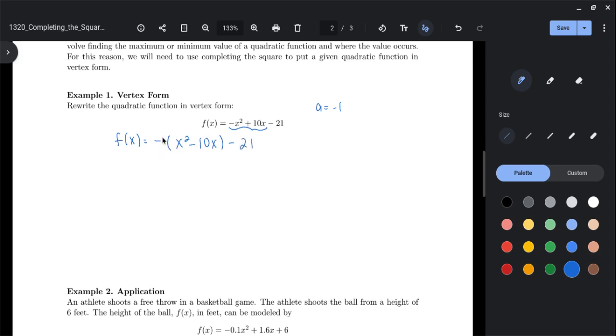Again, if we want to, we can multiply this back out and see, do we get the same thing in our original equation? And we do. Negative times x squared is negative x squared. Negative 1 times negative 10x is a positive 10x.